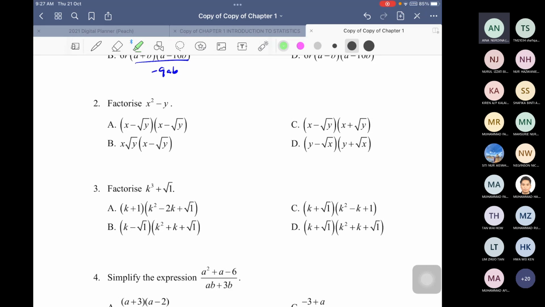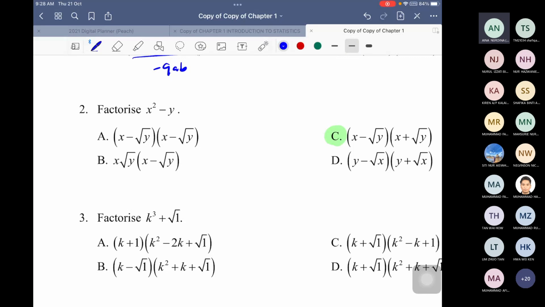Nombor 1 jawapan dia untuk nombor 2. Dia ada 2 term. Salah satu dia adalah kuasa 2. So, jawapan dia adalah? C. Okay, jawapan dia adalah C. That's right. That's correct. So, ni sebenarnya you pakai konsep square sahaja. Okay, sebabnya dia adalah dalam bentuk x square tolak y. So, dia bersamaan dengan x square tolak square root y square.